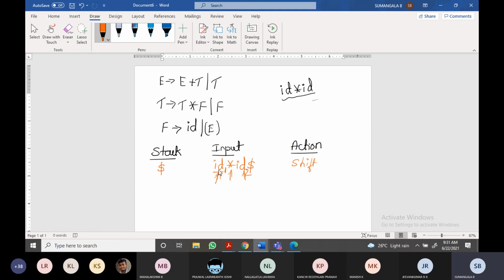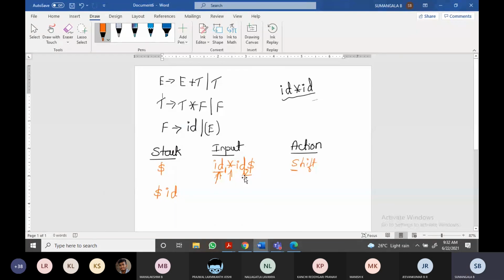So now you shift this ID1 onto the stack. Now observe here: in the first step you have only the dollar symbol. In the second step you will have the dollar symbol, and in the first step we are saying that we are shifting this ID onto the stack. That means now, on the top of the stack, you will have the ID.